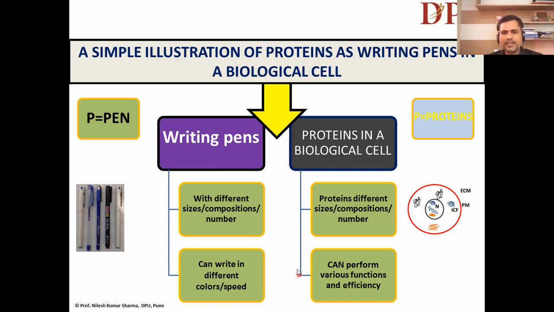Another very important thing I noticed is that writing pens can write in different colors with different efficiency or speed. And if you look at proteins, my dear friend, whether in the ECM, membrane, ICF or the nucleus, they can also perform various functions, whether replication, transcription, metabolic function, or working as receptors on the plasma membrane. So varied functions are attributed by nature, even for one biological cell we can conclude.